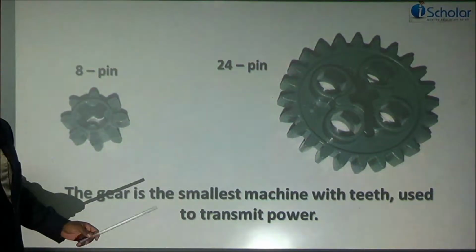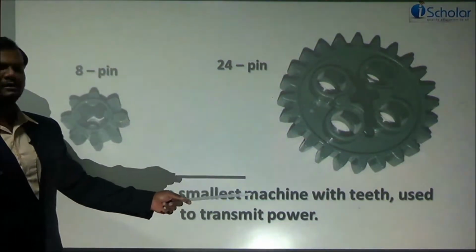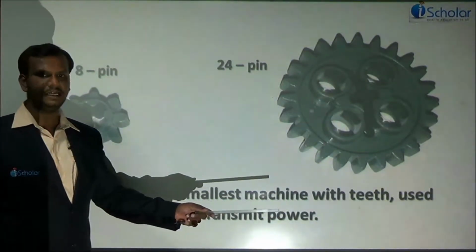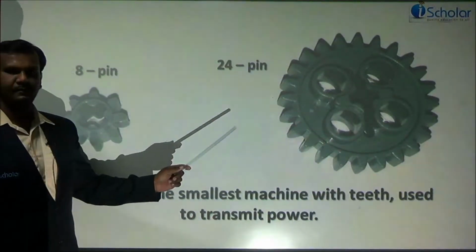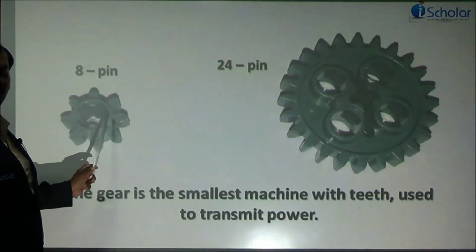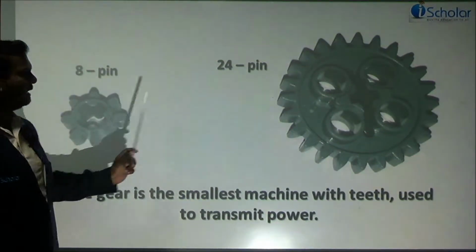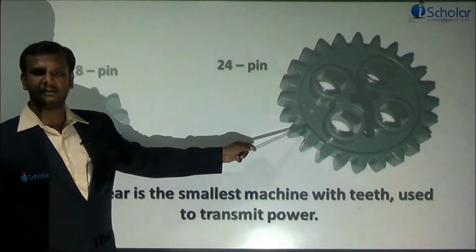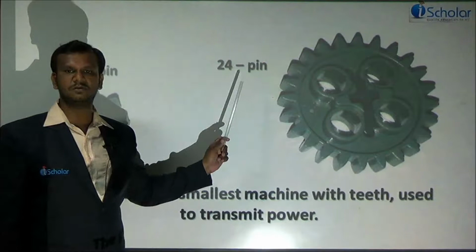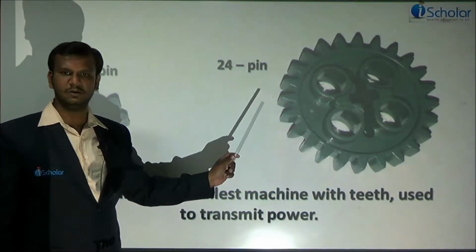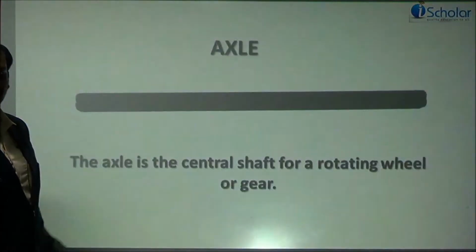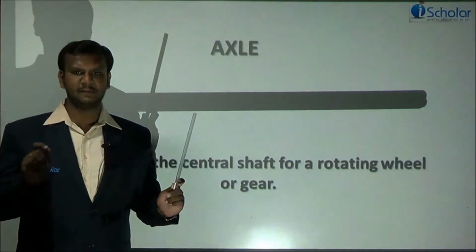So what is the definition? The gear is the smallest machine with teeth used to transmit power, as we have already discussed, right? And gears are of two types. One is an 8-pin gear: you have 8 teeth or pins on this particular gear, and here you have a 24-pin gear. You have 24 pins in total. This is the first and foremost, and important, component for our model, to build our model. Fine?